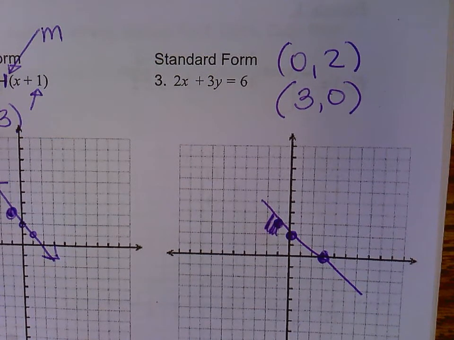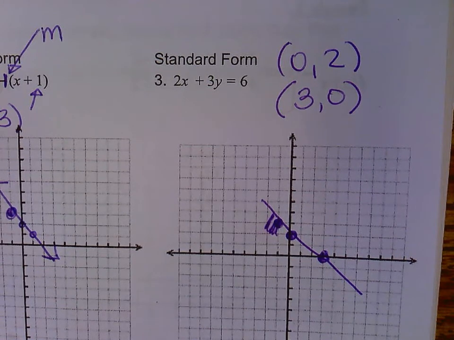I would subtract the 2x to the other side. So now I have 3y equals negative 2x plus 6. Then I would go through and divide by 3. So I'd have y equals negative 2/3 x plus 2. That's exactly this line. I started at 2 and I went down 2 over 3.